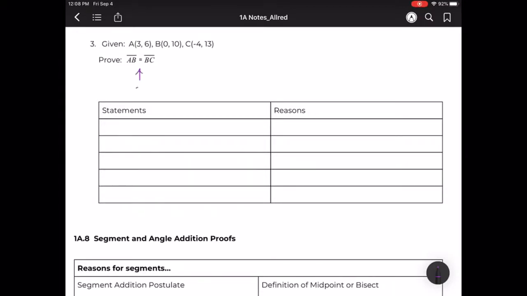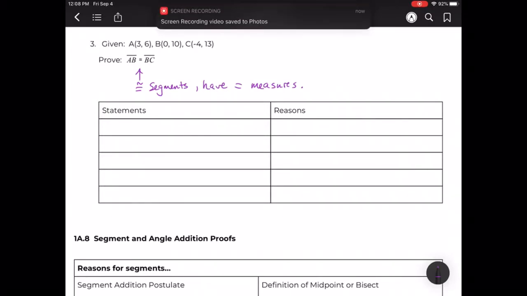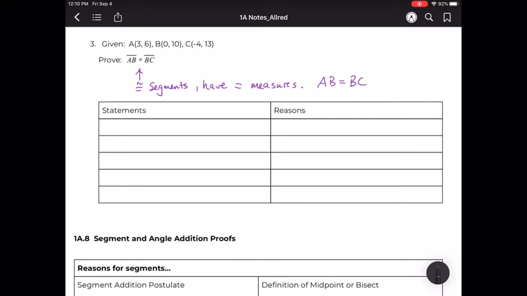Now, in order for segments to be congruent, they must have equal measures, which means before I can say AB is congruent to BC, I need to say that length AB equals length BC. And so what I want to do, I'm actually going to show you how we can fill in a proof from the back towards the beginning. We can start at the end and work our way back up. So we can go ahead and write all the given information as step 1. A is at 3, 6.